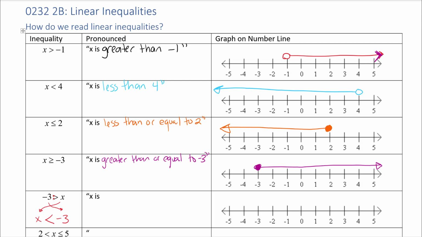So if you change this around, now we can pronounce it x is less than -3, which is going to be very similar to the second one, x is less than 4. So we have -3. It's open because we're not allowed to be equal to it, and it's to the left because less than is to the left. Or we can just follow the arrow. As long as the x is in front, this arrow, which kind of looks like an arrow, should match this arrow. Okay?